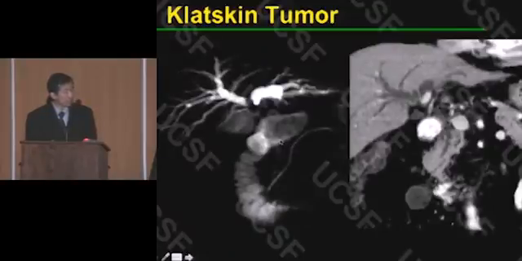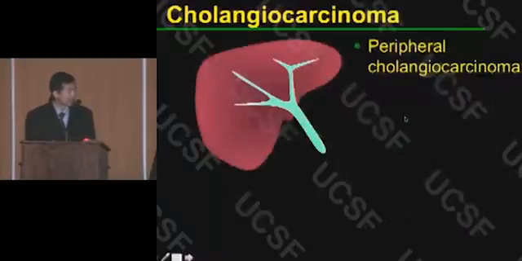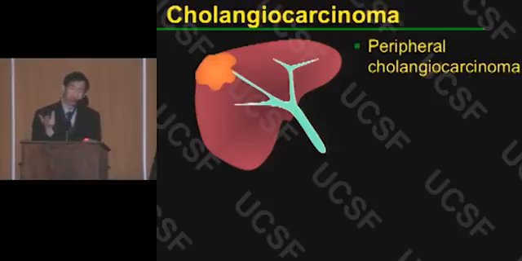A very common type of tumor is a Klatskin's tumor that occurs right at the bifurcation of the right and left ducts. For some reason, cholangiocarcinomas like to sit in this location. We can see it by MRCP or CT. And other types of cholangiocarcinomas are peripheral masses. The peripheral mass cholangiocarcinomas have a typical appearance.